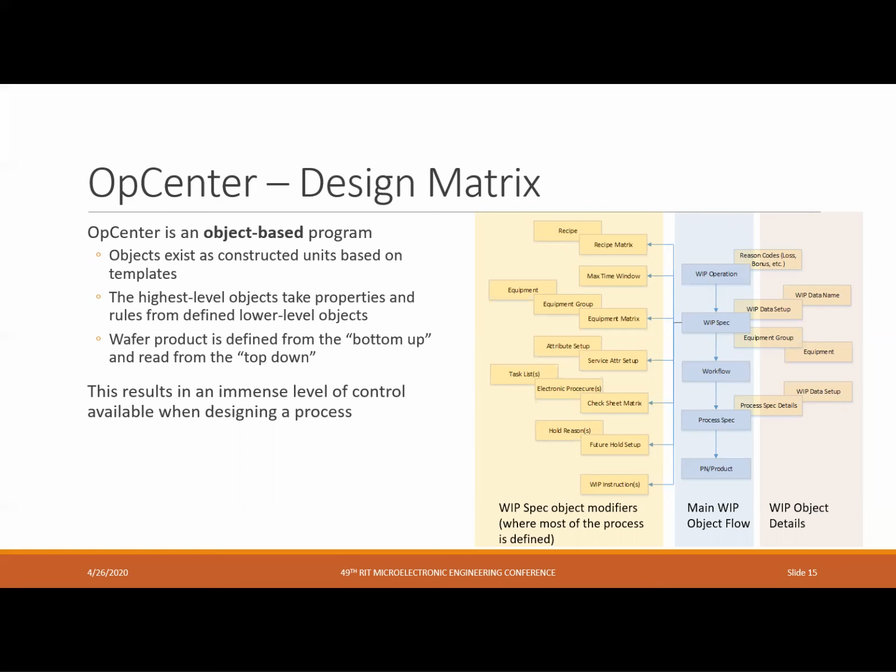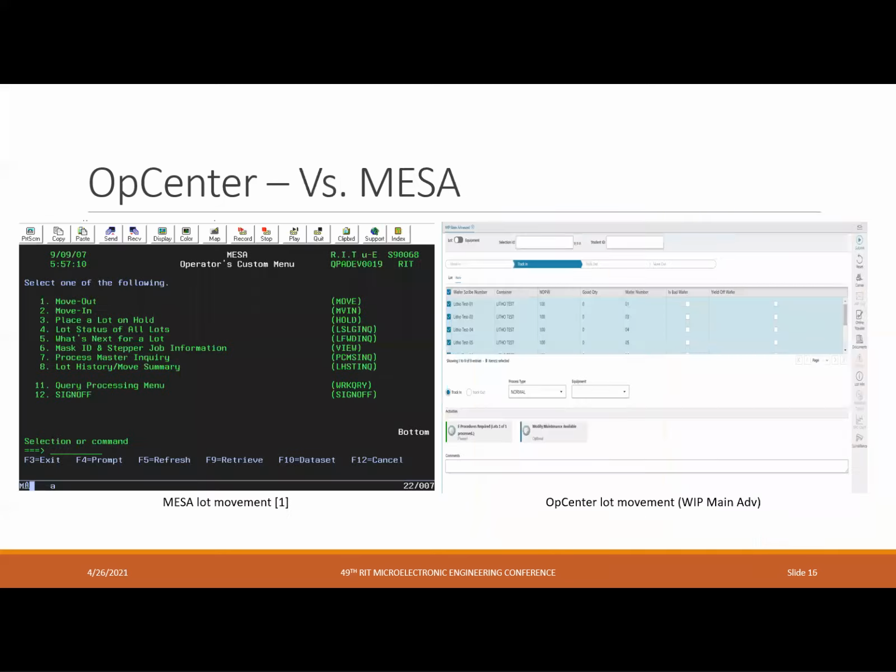When you are defining a new product, for example, a new PMOS or CMOS flow, you define the process from the bottom up and the software reads it from the top down. If you define more and more objects unique to your factory, the setup of future projects becomes easier and you can inherit objects between products.